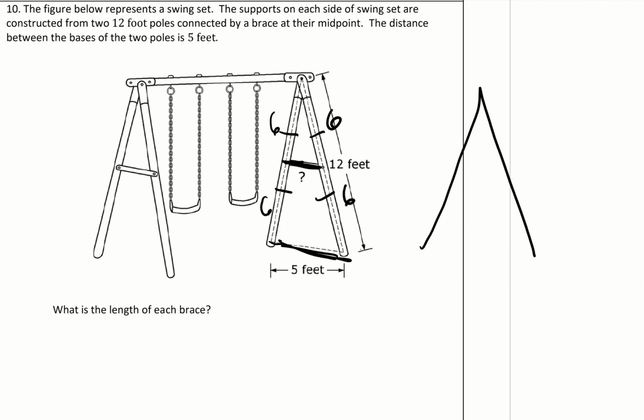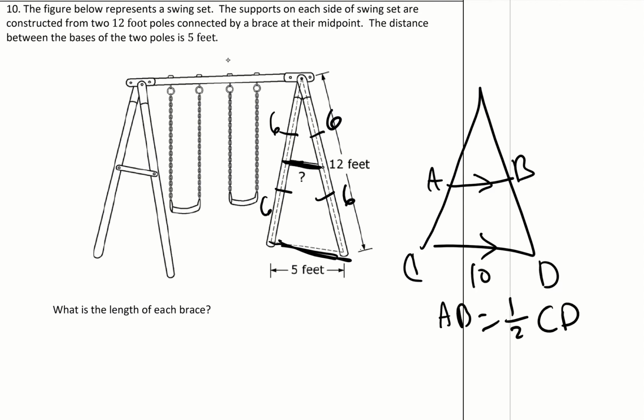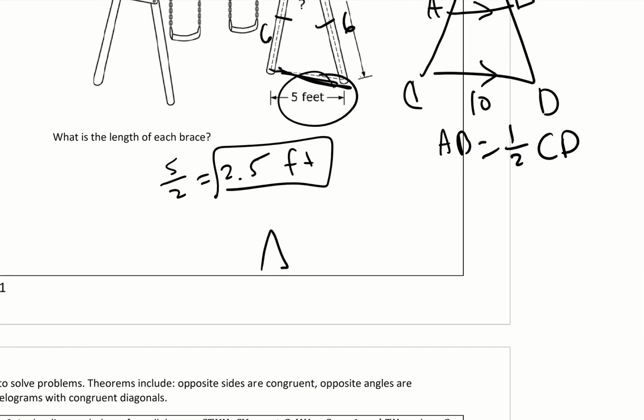Well, this is the triangle midsegment theorem, which states that if this is parallel to that base there, which it is, then AB is half of CD. So if CD is 10, then AB is 5. Well, CD is, guess what, 5. So AB has to be 5 divided by 2, or 2.5. So each brace is 2.5 feet. And this is called the triangle midsegment theorem.